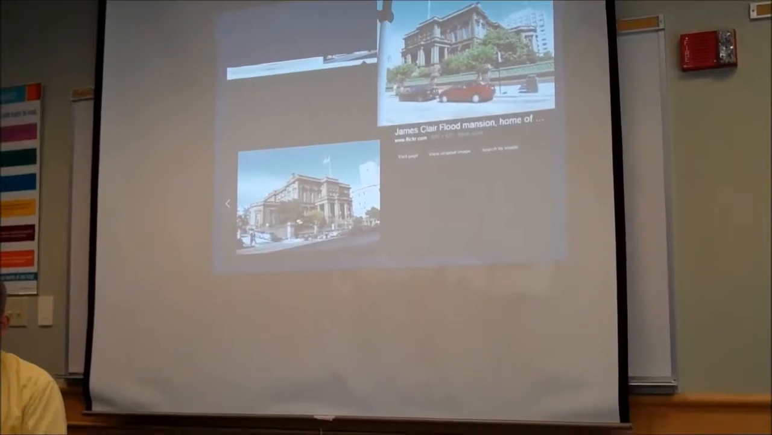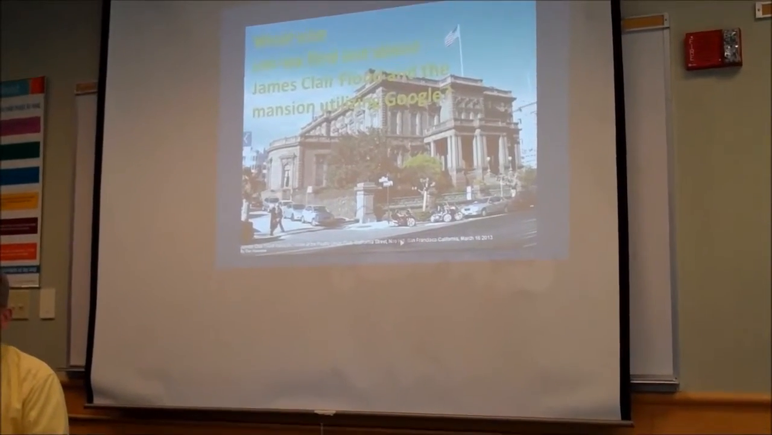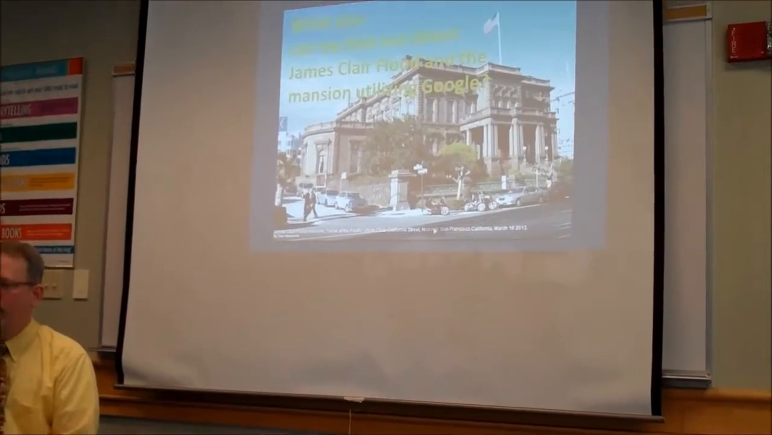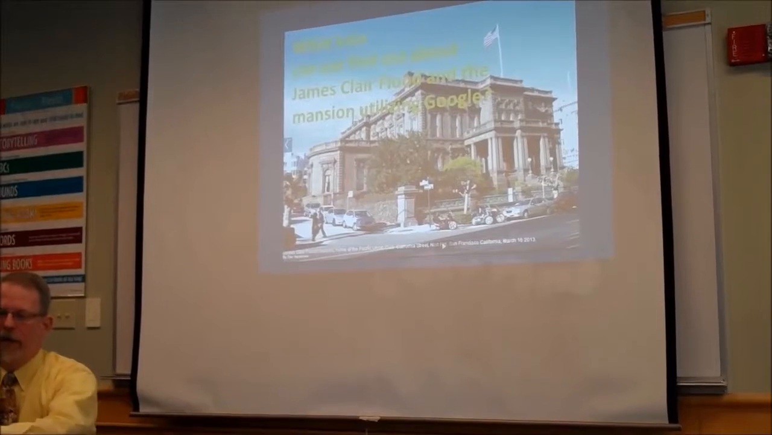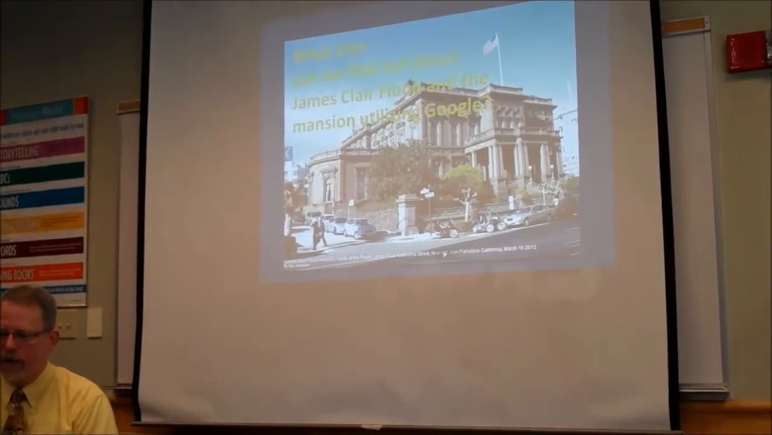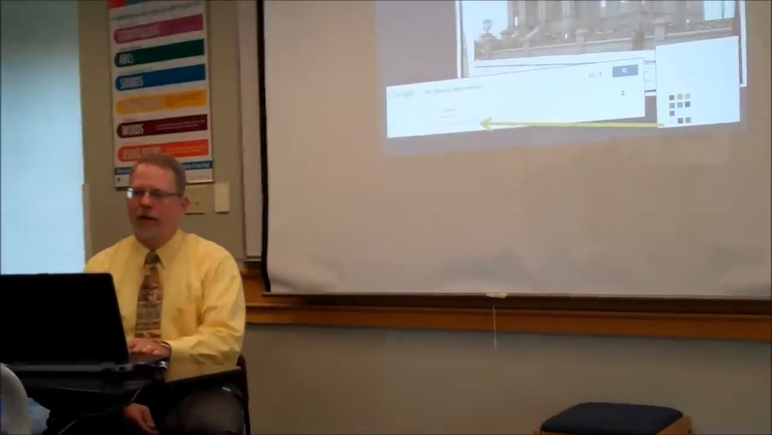So I said, okay, I know it's the James Clair Flood Mansion, so what else can I find out about James Clair Flood and the Mansion utilizing Google? And there's the tagline along the bottom there: James Clair Flood Mansion, home of the Pacific Union Club, California Street, Nob Hill, San Francisco. So, we go back to Google.